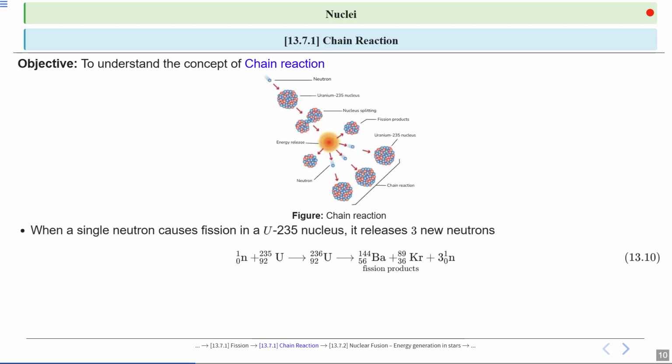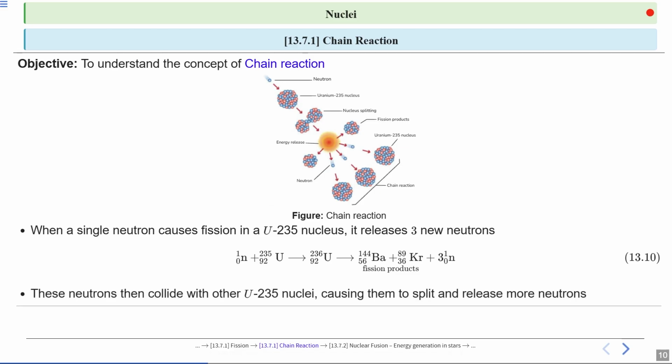Now let's examine what happens during nuclear fission in uranium-235. When a single neutron collides with a uranium-235 nucleus, it causes the nucleus to split, or undergo fission. The reaction releases 3 new neutrons along with 2 smaller nuclei, barium-144 and krypton-89. The numbers indicate the atomic and mass numbers. Notice that the process releases more neutrons than it started with. This is key to the chain reaction.